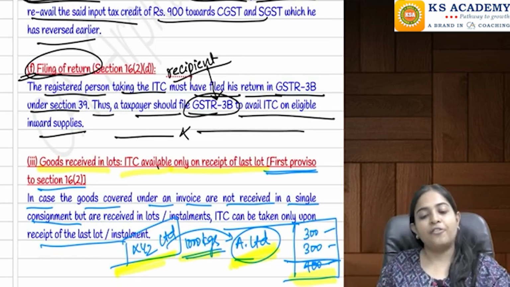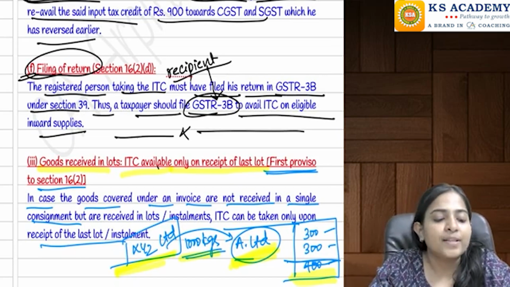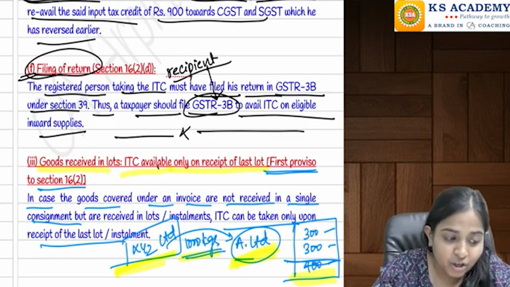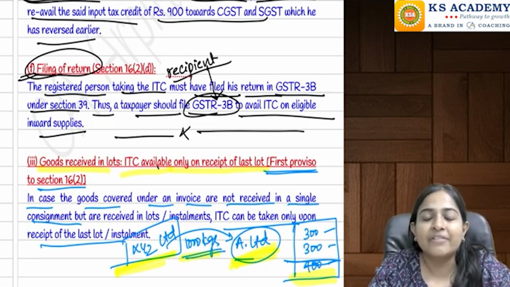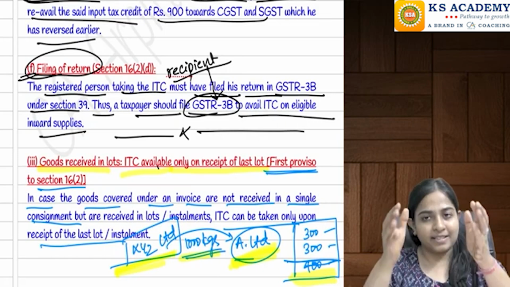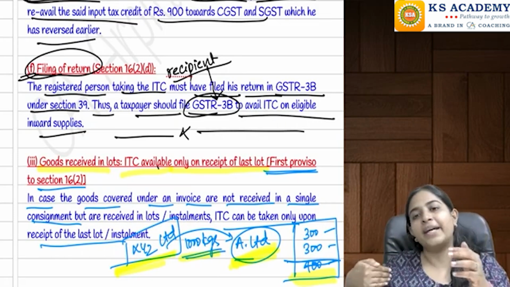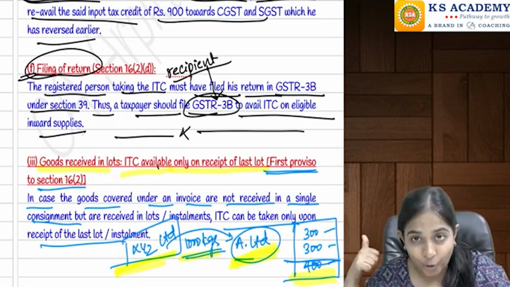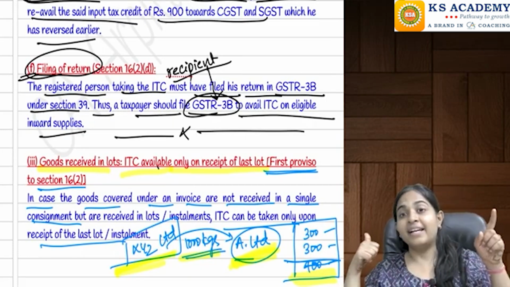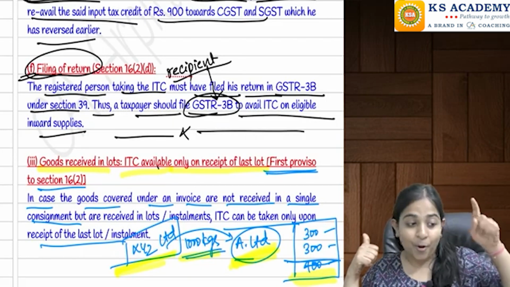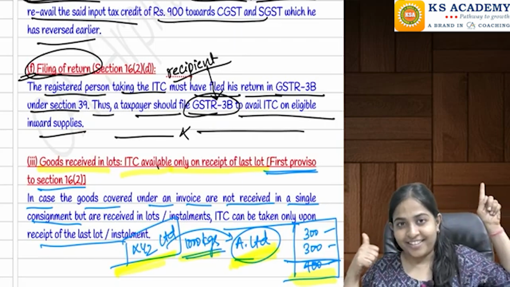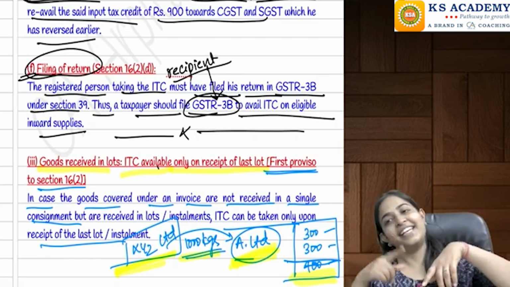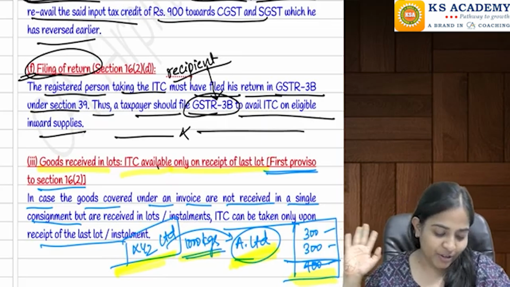Yes. Now, a few provisos to section number 16, subsection 2. First of all, what if you receive the goods in lots? One particular invoice, but the goods are coming in lots. Then just remember, ITC will be available only when you receive the last lot. The supplier is required to pay the tax on dispatch of the first lot, but the recipient will get the ITC when he receives the final lot. Okay, smart government.